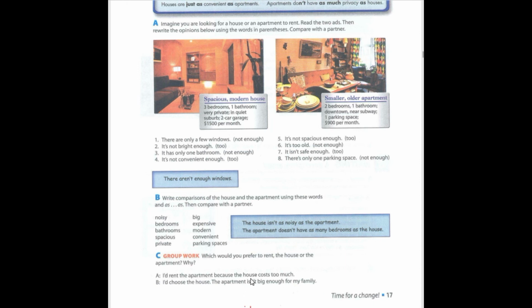So, according to me, which would you prefer to rent, the house or the apartment, and why? I would rent a house. It's much better. Yes, it's going to cost a lot, but my family is big, so it's not going to fit my family if I take just a small apartment. So the house is going to be much better. And I like spacious places. I don't like small places.